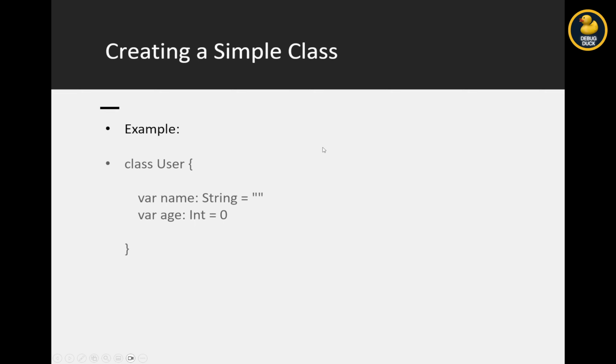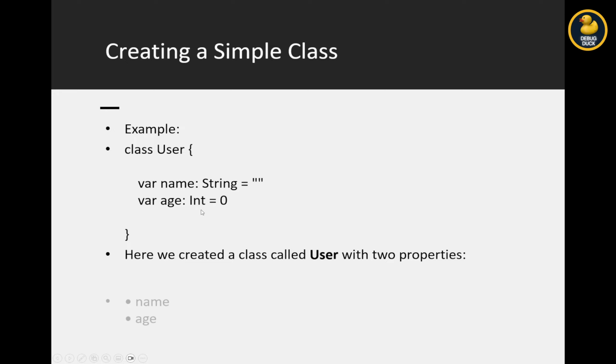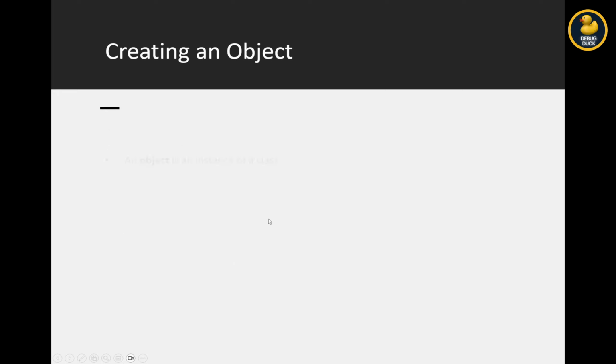Creating a simple class. Here is a simple class, its name is User, and I put var name, which is a String, and age, equal to 0. Here we created a class called User with two properties, the name and age.